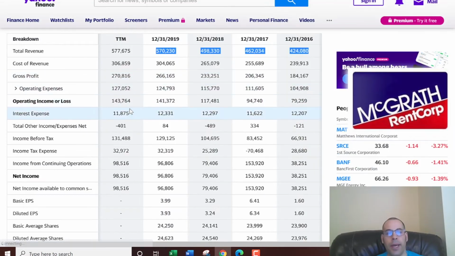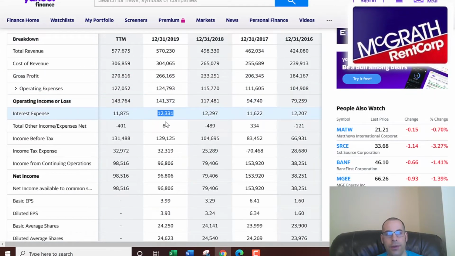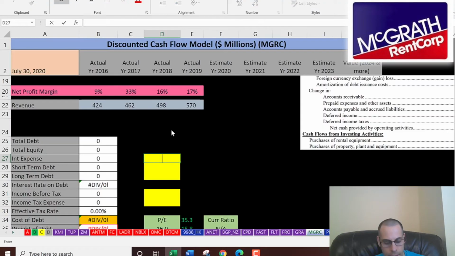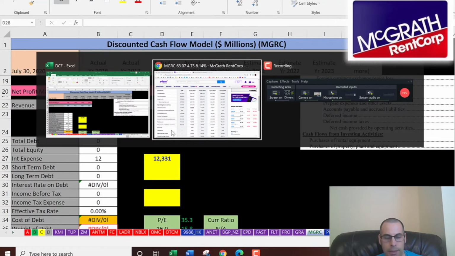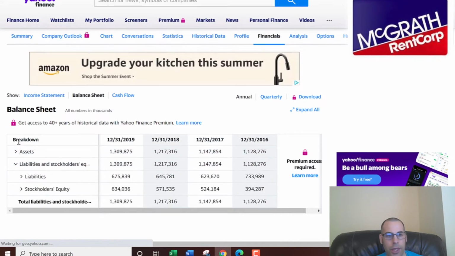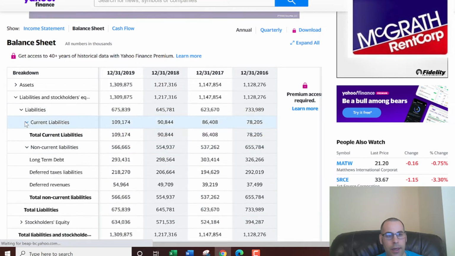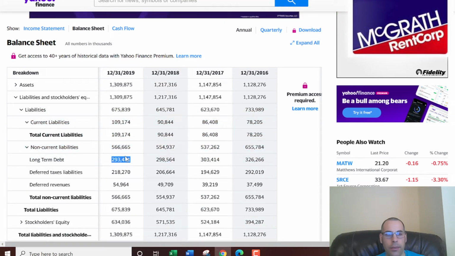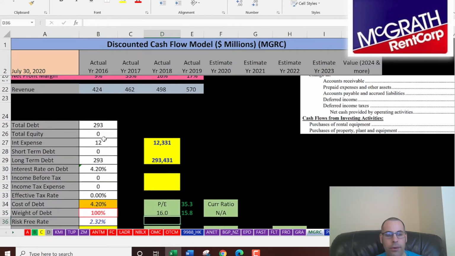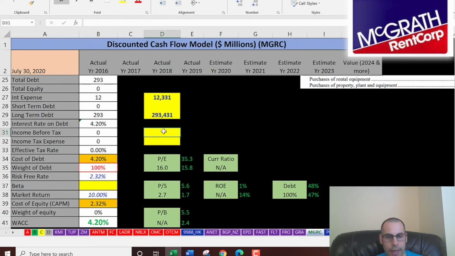Let's figure out the discount rate we need to apply to the future cash flows. The interest they pay on their debt is $12 million. That's the interest expense on the income statement. Now we need to know how much debt they have. We'll go to the balance sheet, to the liability section. Current debt, no current debt. Long-term debt of $293 million, that's debt due after 12 months. They pay a little over 4% interest on their debt.